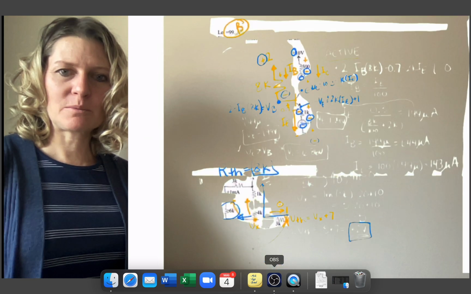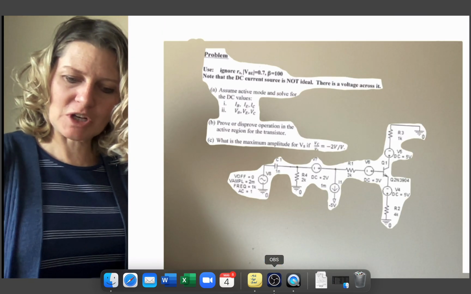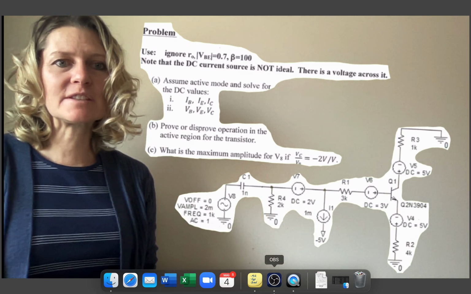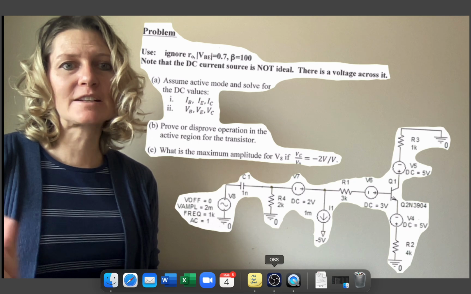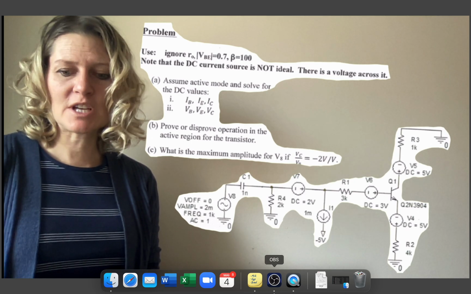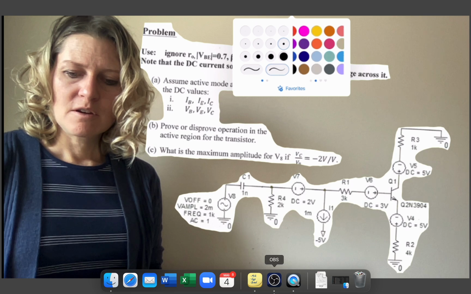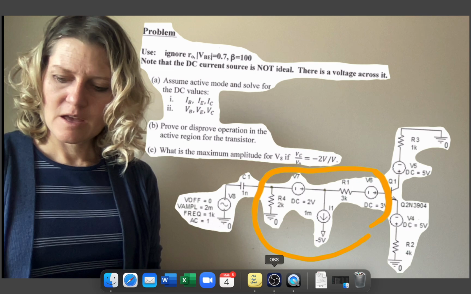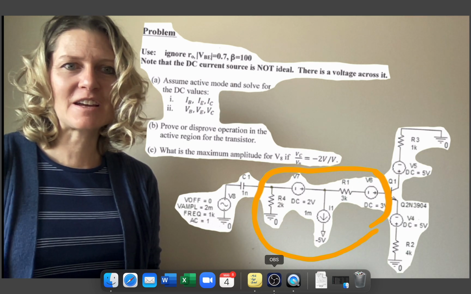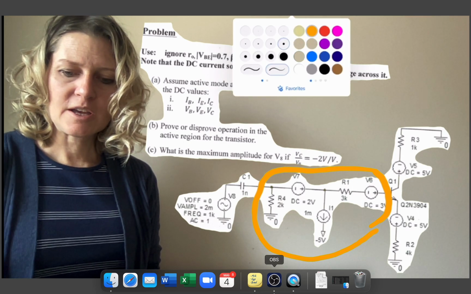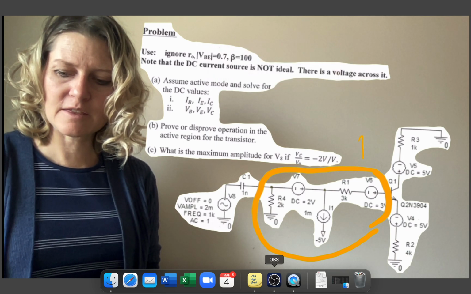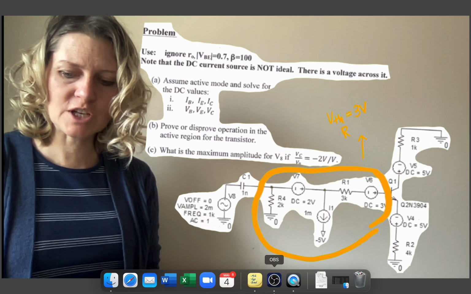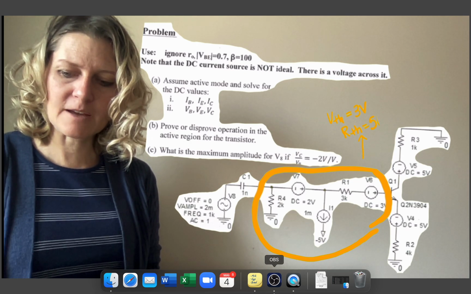And so this is going to be the circuit that we're going to look at. In this, you would solve this circuit using the DC analysis for active mode conditions, and you would take a Thevenin of this more complicated circuit here. And what you're going to find, and I'll leave this as an exercise to do, is that the Thevenin voltage, VTH, is going to be 3 volts and RTH will be 5K.